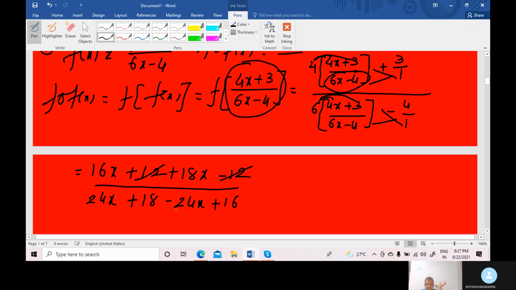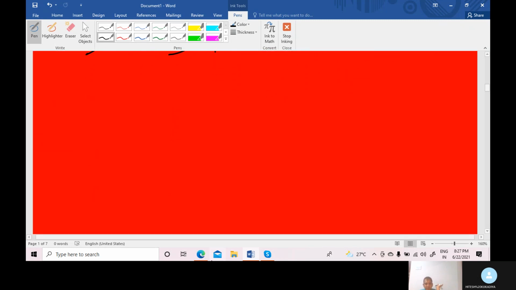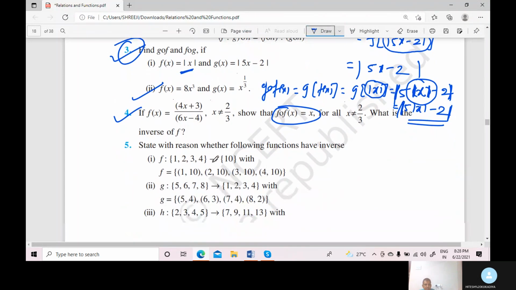In the numerator plus and minus 12 cancel, in the denominator plus and minus 24 cancel. So the numerator, the sum of these two x terms, is 16 plus 18, 34x, and the denominator 18 plus 16, again 34. The 34s cancel. So the answer will be x. This is your final answer. Is that clear, student? Okay, now we continue with the next sum. Look at the textbook. Exercise 1.3, questions number 1, 3 and 4 completed.